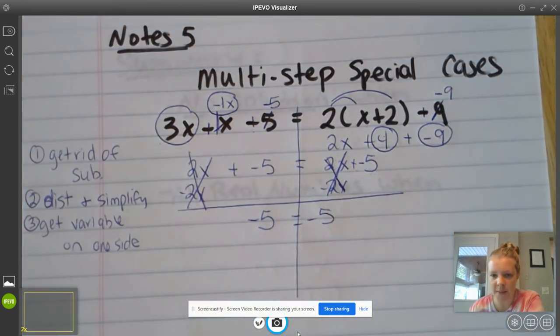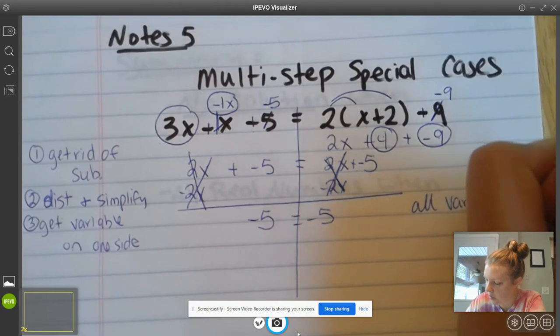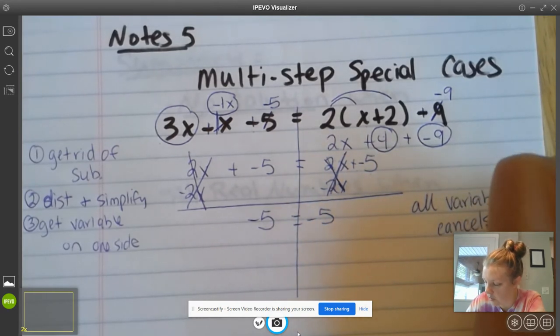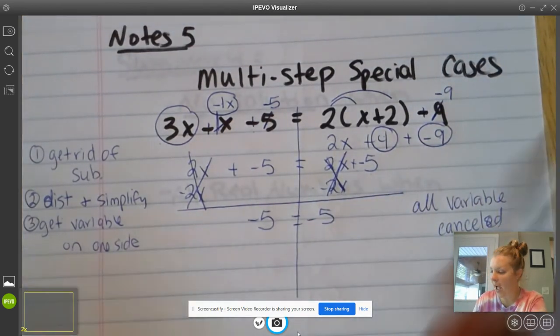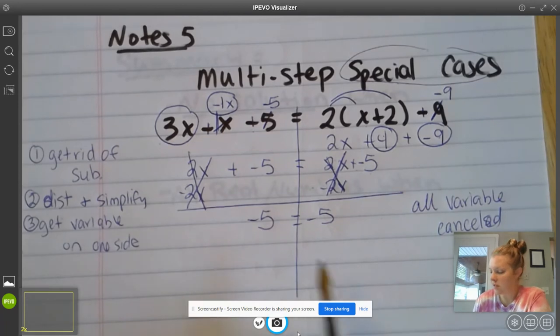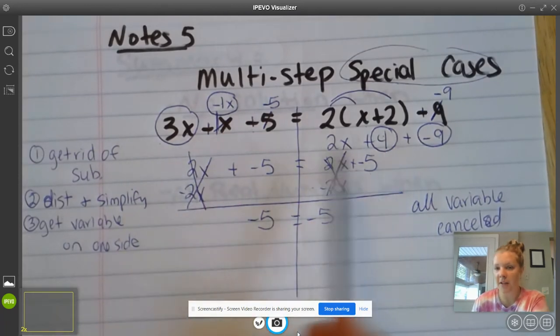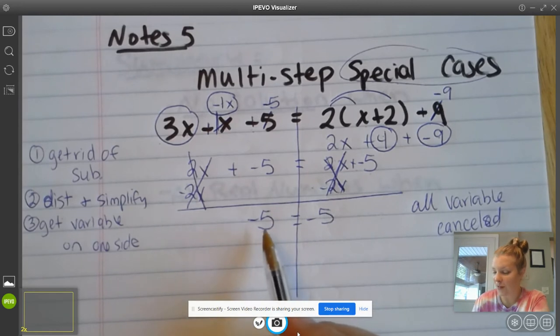Did you just see what happened? All of the variables canceled. I have no more variables. That is so weird. When that happens, it's called a special case. This only happens sometimes. When it happens, we have different answers. There's not a number that we can have for x to make this true. There's lots for this one.